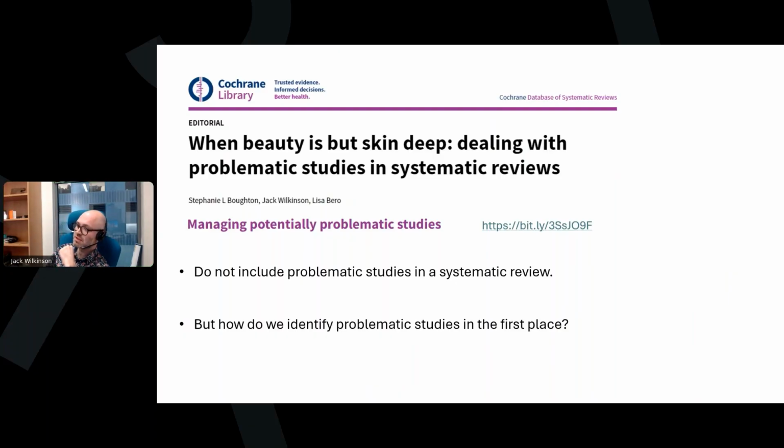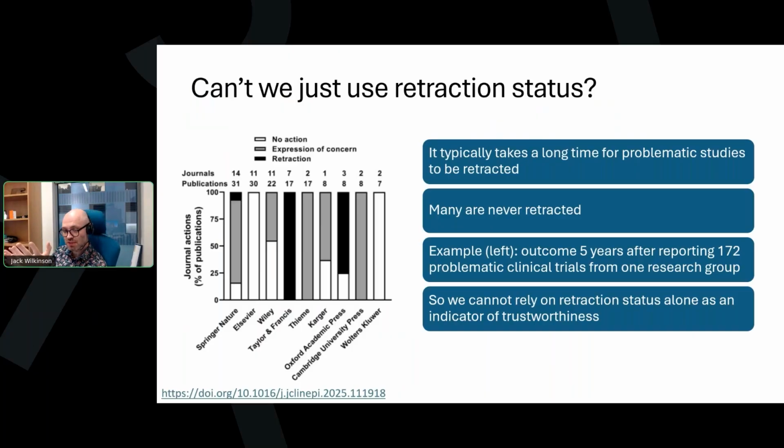Well, one proposal is that we should just look to see whether or not the study has been retracted. Can we just use retraction status to say whether or not a study is problematic? Well, unfortunately, the answer is no, because it typically takes a very long time for problematic studies to be retracted. And unfortunately, many are never retracted at all.